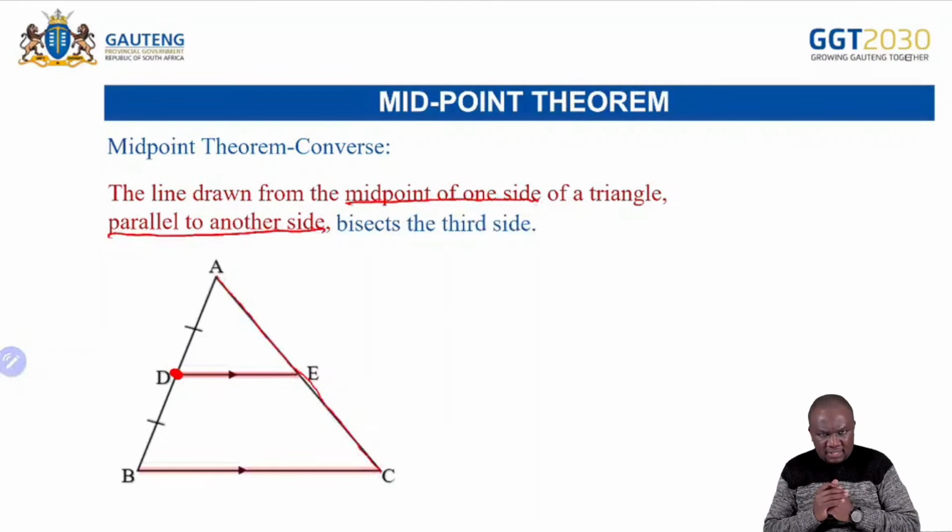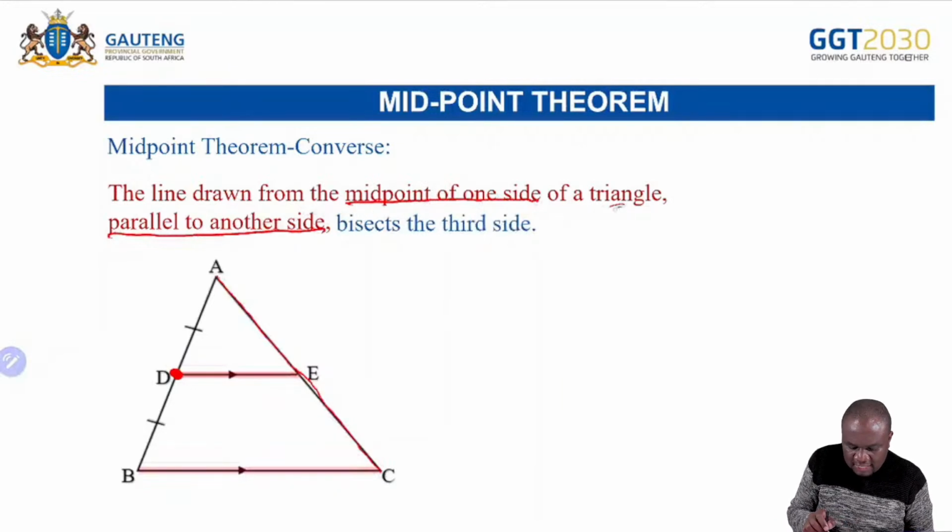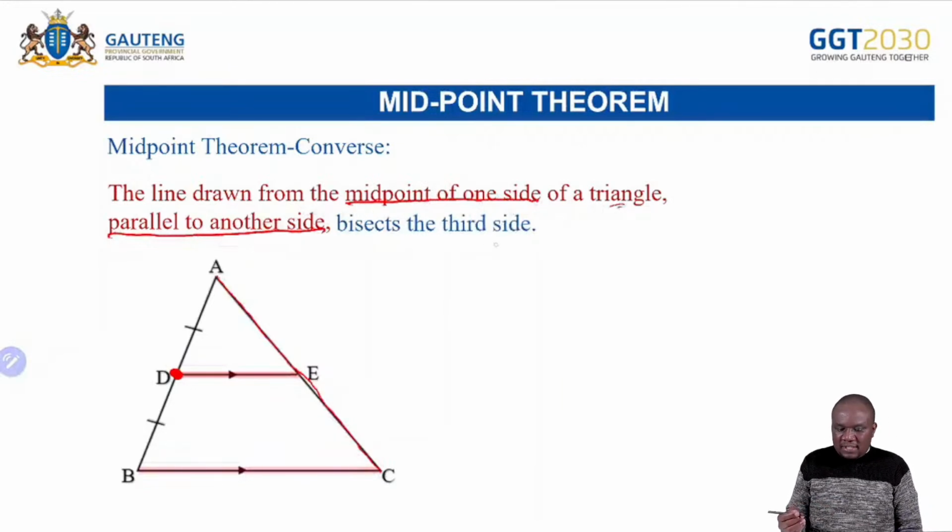The side AC is bisected. Remember we talked about bisecting in the previous lesson. When a line segment is bisected, it is divided into two equal parts. When an angle is bisected, it is divided into two equal parts. If you bisect a 60-degree angle, it's going to have 30-30. If you bisect a line segment which is 10 centimeters, it's going to be 5 centimeters, 5 centimeters. So a line drawn from the midpoint of one side of a triangle parallel to another side will bisect the third side, meaning that AE is equal to EC.